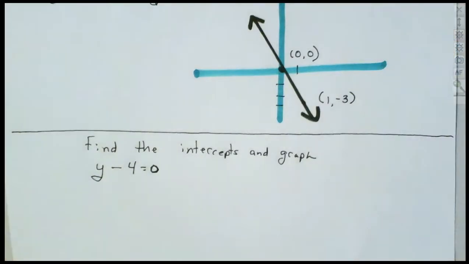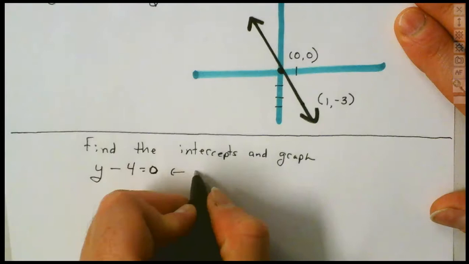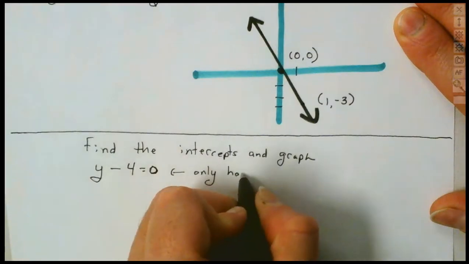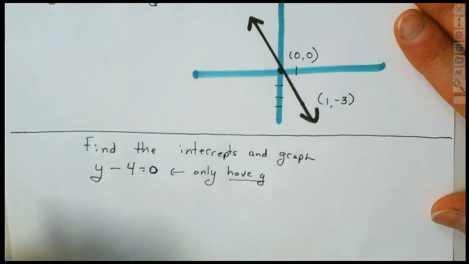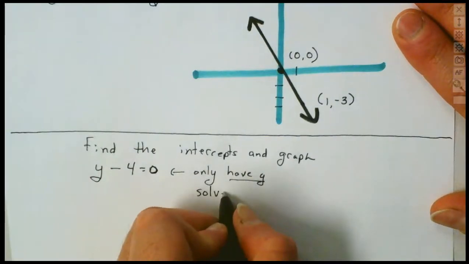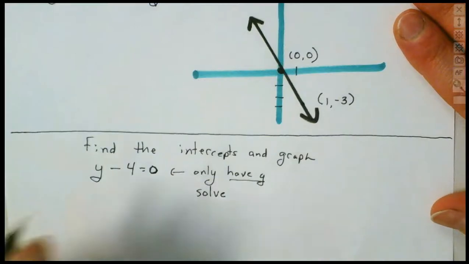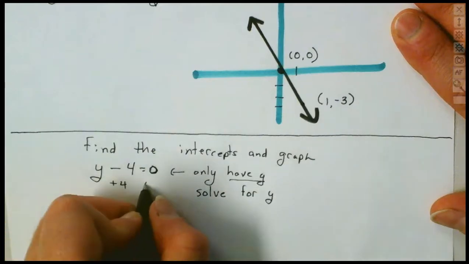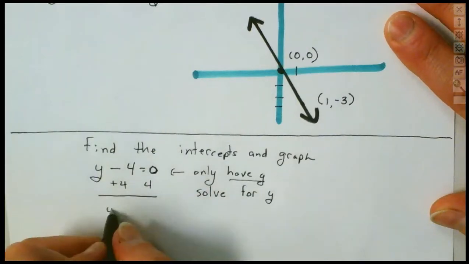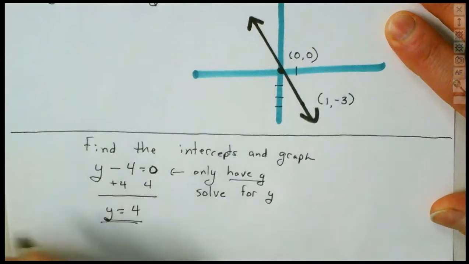And what do we notice first about this one? Well, normally we have 2 variables, right? We normally have both an x and a y. Well, in this case, we only have a y value. So what we're going to have to do is solve it for y. If you only have one variable, you've got to solve it for that variable. So we're going to add our 4. And now we've got y equals 4.